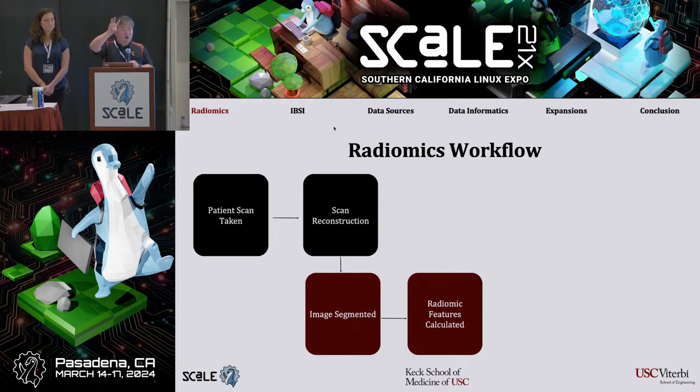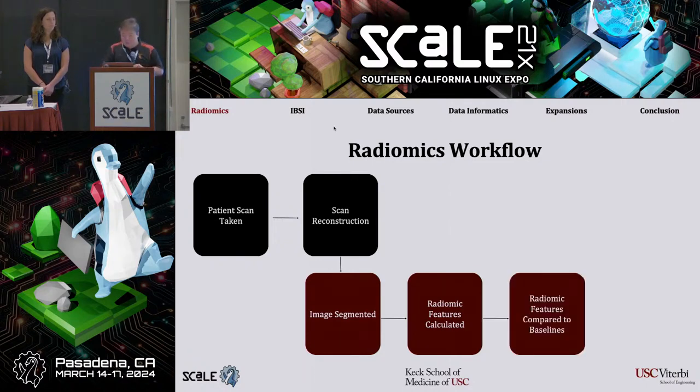From that ROI, region of interest that we create, we can calculate quantitative metrics. And in this case, we're talking about our radiomics metrics. And then we can take those metrics and try to compute baselines, or compare them to baselines that we've previously calculated.